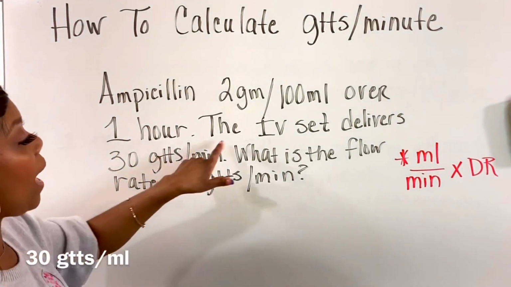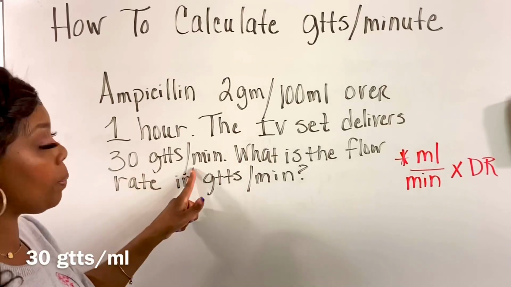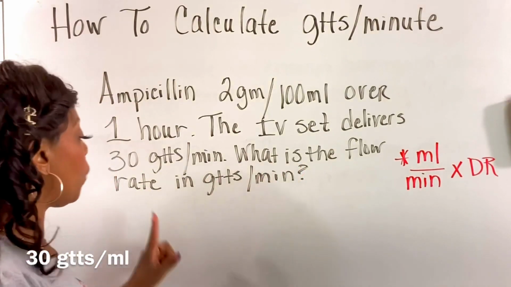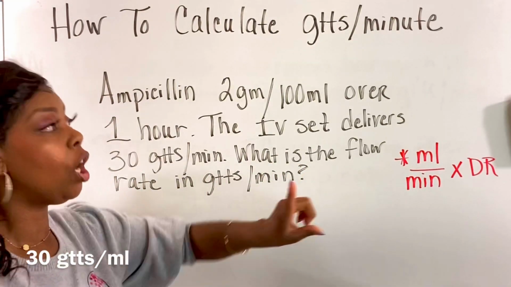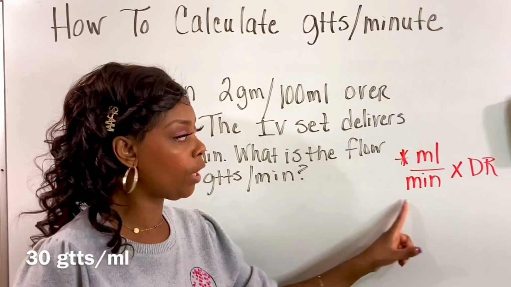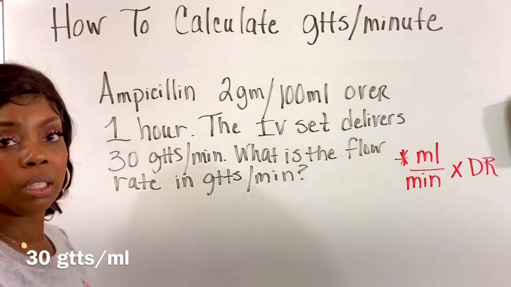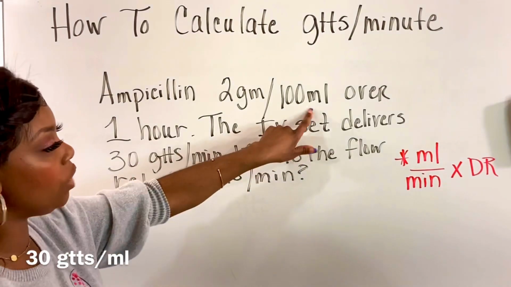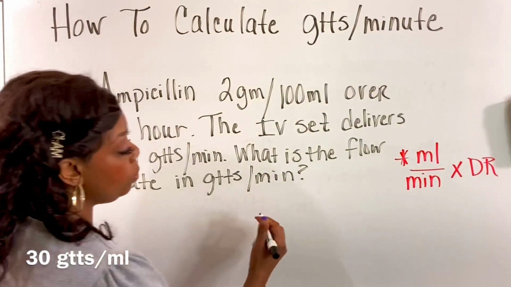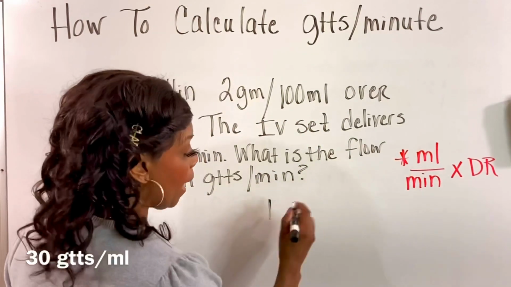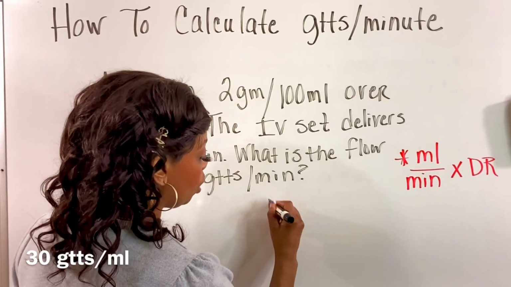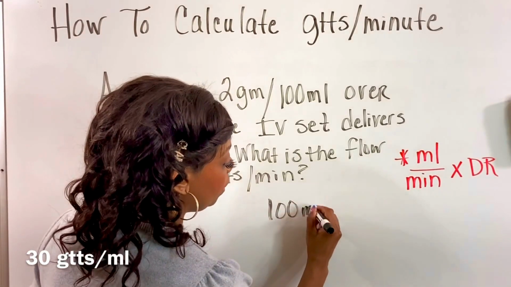Okay, so the IV set delivers 30 drops per minute. What is the flow rate in drops per minute? Let's take a look at our formula, okay? So the first thing is, how many milliliters do we have in this problem? As you can see, we have 100 milliliters. So let's go ahead. We're doing exactly as the formula states. So we have 100 milliliters.